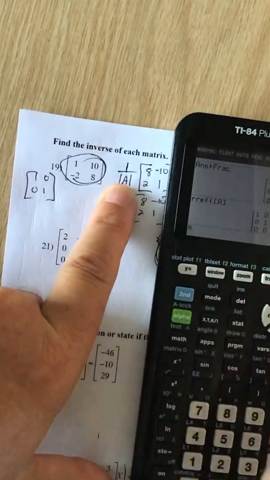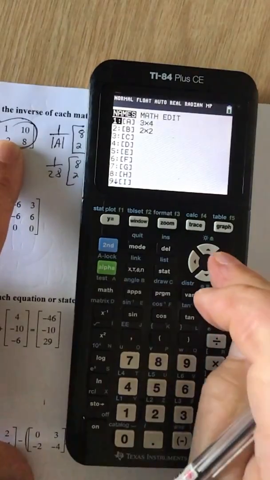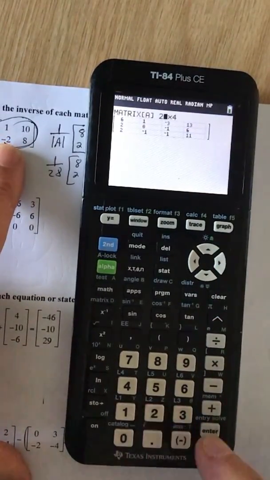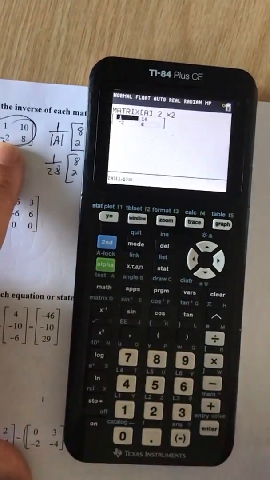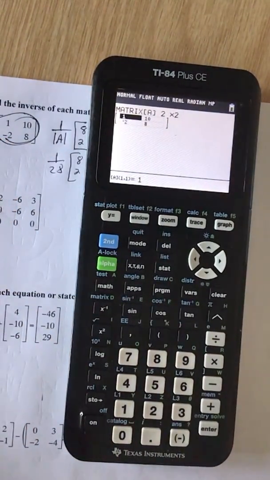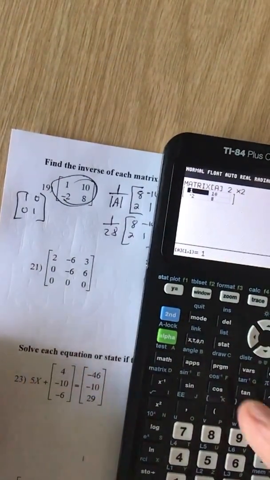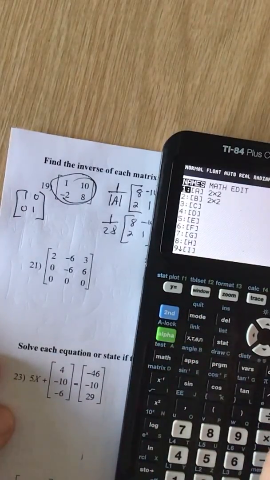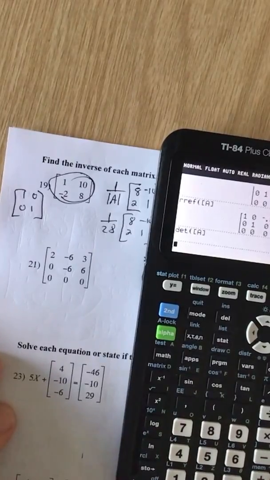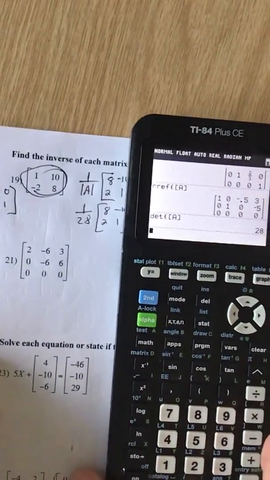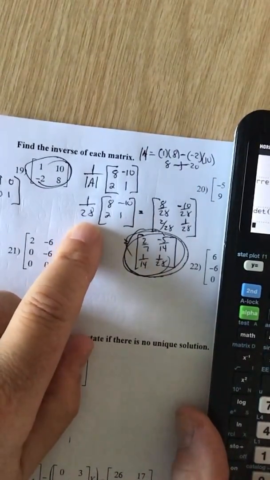Okay, well our calculator will help us with this now. Let's just go put that in. Second matrix, edit A. Now I need it back to a 2 by 2. 1, 10, -2, 8. So I got it in. So I can get the determinant of that. There's a determinant button. I do second matrix math, determinant of second matrix A. Sure enough, it's 28, just like we said it was. So 1 over 28 was how we get started.